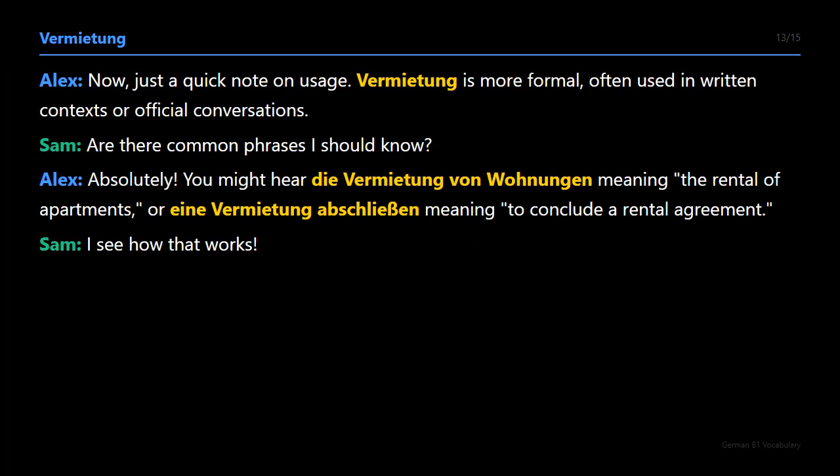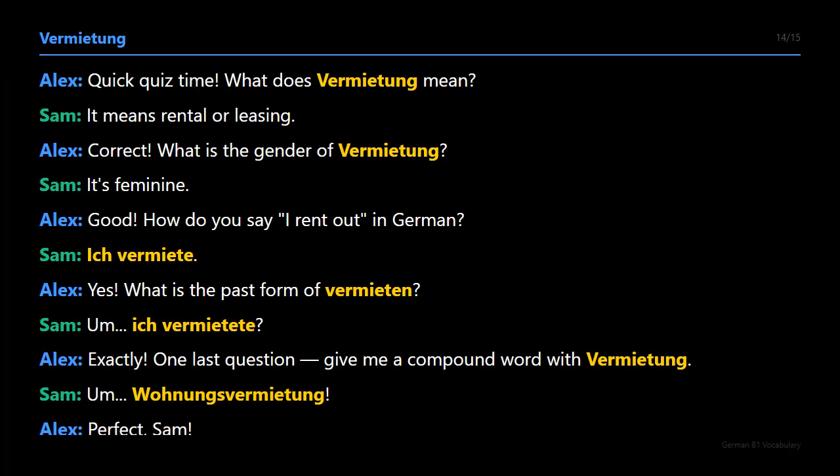I see how that works. Quick quiz time. What does Vermietung mean? It means rental or leasing. Correct. What is the gender of Vermietung? It's feminine. Good. How do you say I rent out in German? Ich vermiete.